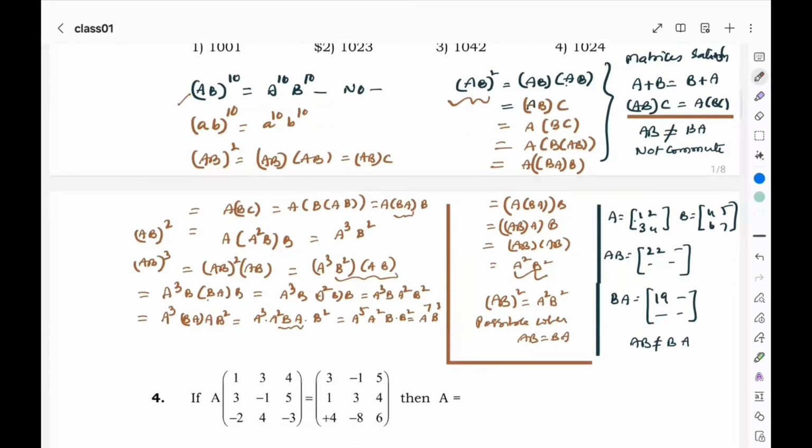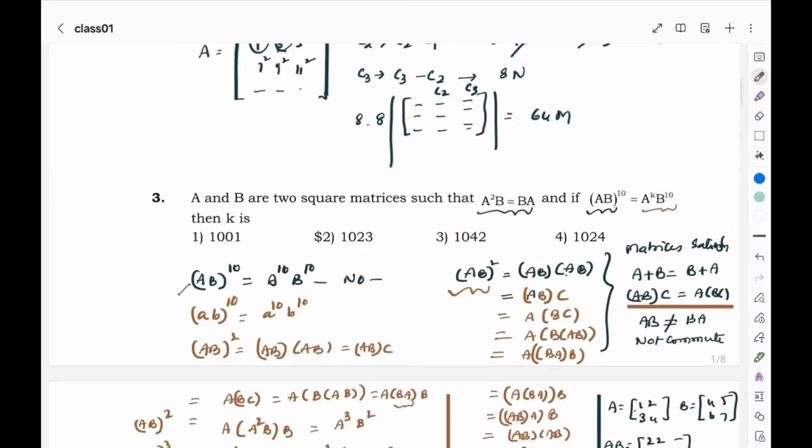So here AB whole square, we got as A cube B square. AB whole cube, I got as A power 7 B cube. So AB whole power n I can write as A power 2 power n minus 1 into B power n. Let us check. Square: 2 square is 4, minus 1 gives A cube B square. AB whole cube: 2 cube is 8, minus 1 is 7, such a sequence.